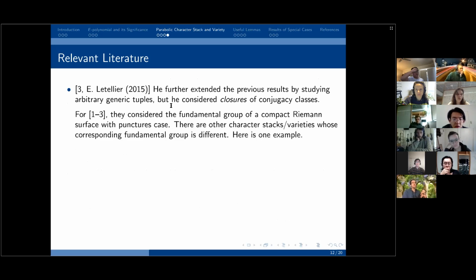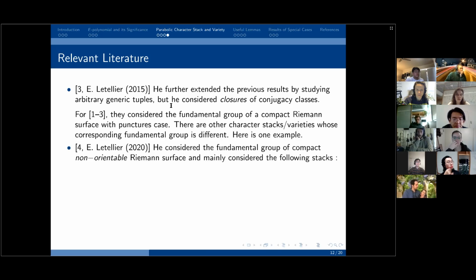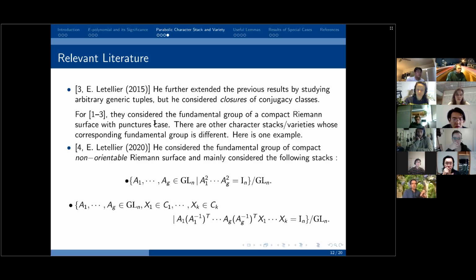And until now, they considered the fundamental group of a compact Riemann surface with some punctures, but there are other character stacks and varieties whose fundamental group is different. So as an example, Letellier considered the fundamental group of a compact non-orientable Riemann surface, and he mainly considered the following two stacks. Also in this paper, he considered the counting polynomial of these two stacks, and this relation just comes from the fundamental group of such a non-orientable case.